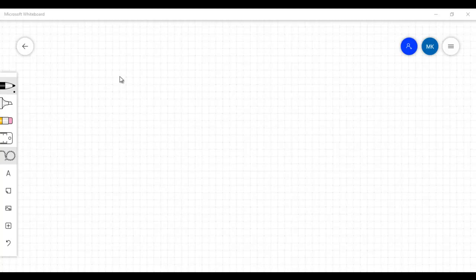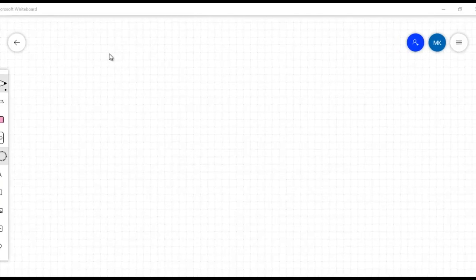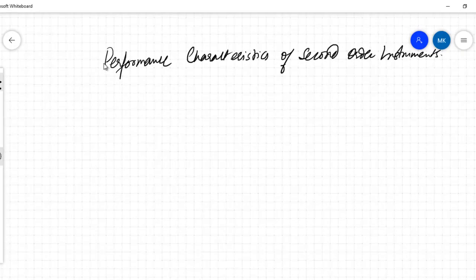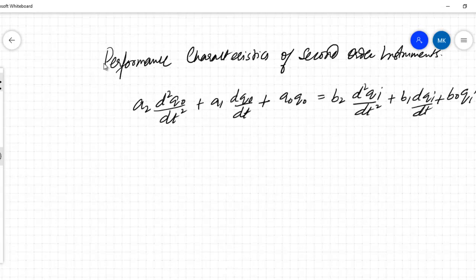Alright, so now let's look at the performance characteristics of second order instruments. In case of second order instruments, because of their design, they follow an equation like this. So you have the second order differential of the output. For general engineering systems, we'll assume this term to be not existing and only this part exists, and that the input change is in the form of steps.